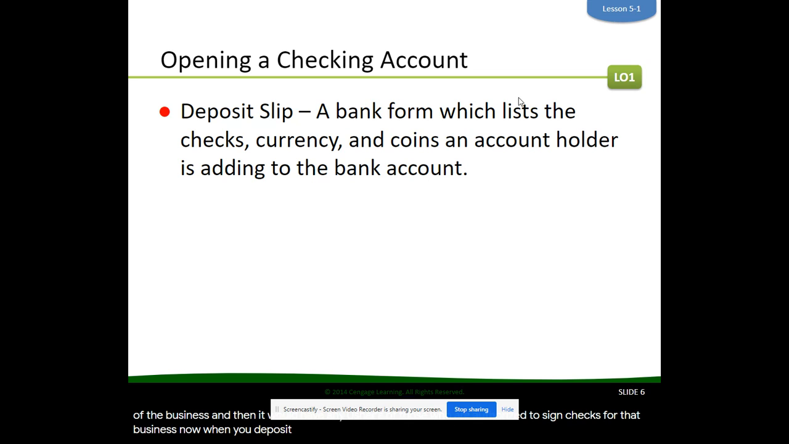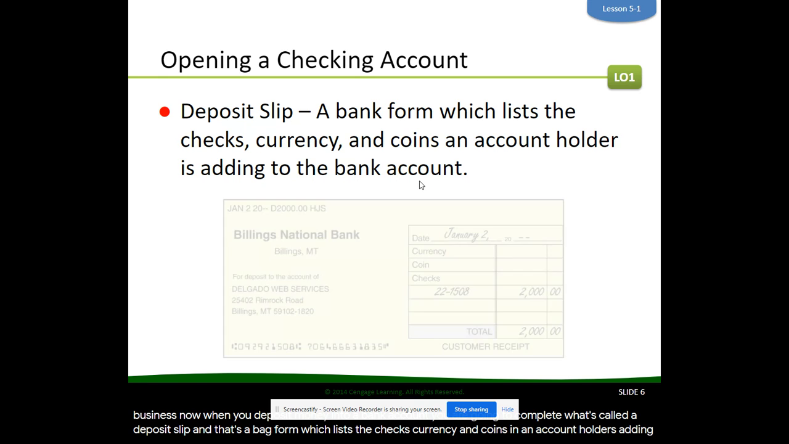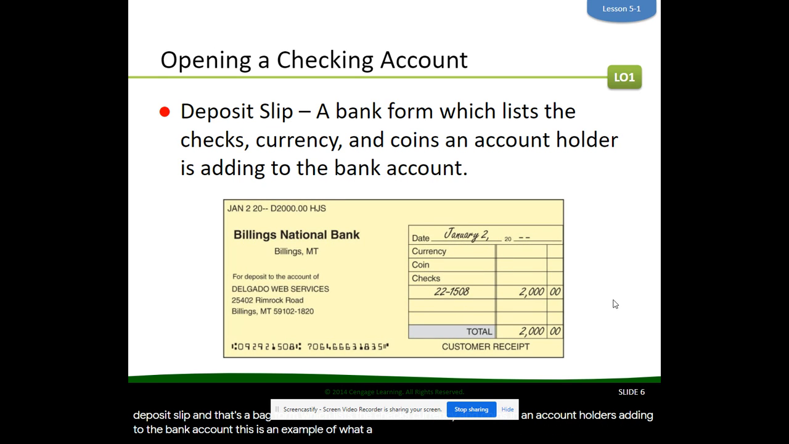Now, when you deposit money into a bank account, you are going to complete what's called a deposit slip, and that's a bank form which lists the checks, currency, and coins an account holder is adding to the bank account. This is an example of what a deposit slip might look like. However, again, deposit slips can vary slightly. Also, something to note is that in my checkbook personally, I have deposit slips in the back of my checkbook, but I can also go directly to the bank and get a blank deposit slip. It's just not going to be pre-printed with all of my contact information on it.